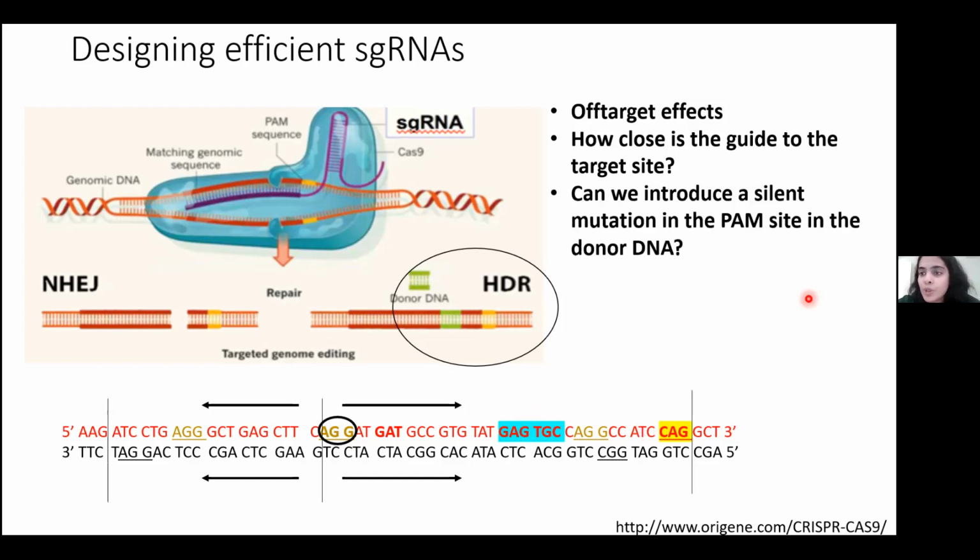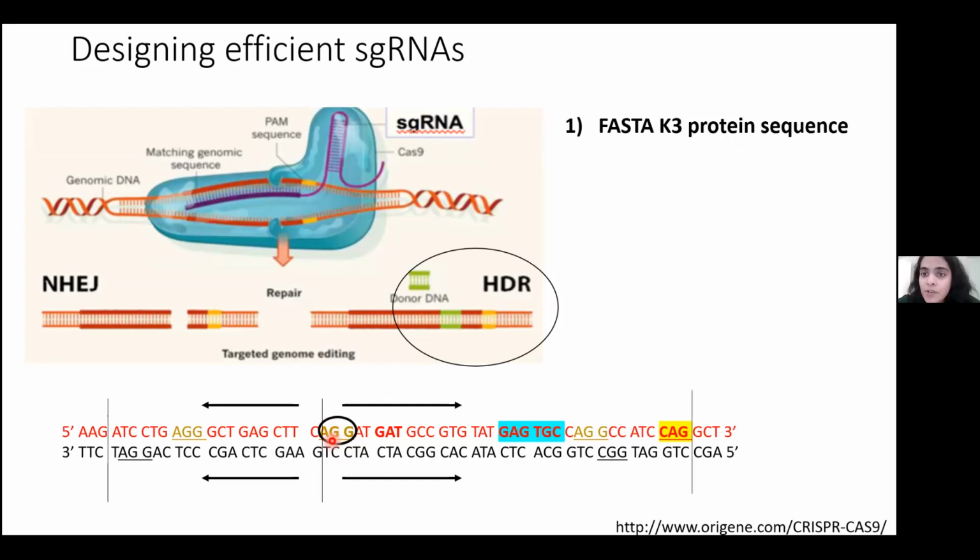Because once your donor DNA is incorporated, you don't want the complex formation and cutting to happen over and over again. So once the donor DNA is incorporated, you have a silent mutation, and we need to know what the cutting efficiency of the guide is.